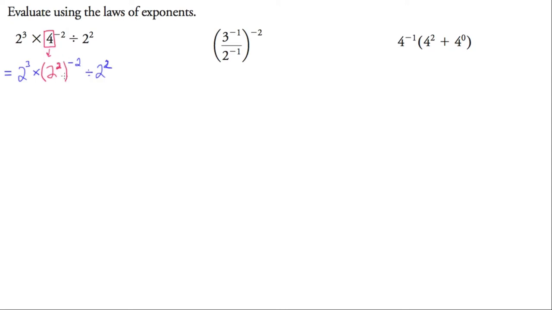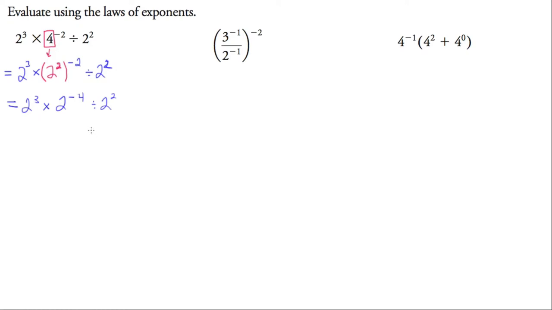So the first thing we're going to have to take care of is the power to a power. When we think about how do we know what to do first, BEDMAS still applies here, and we've got a bracket, and we should take care of that bracket and its exponent. Let's ignore the 2 to the 3 for now, and 2 to the power of 2 to the power of negative 2 means to multiply the exponents. 2 times negative 2 is negative 4, so that's 2 to the negative 4 divided by 2 to the 2.